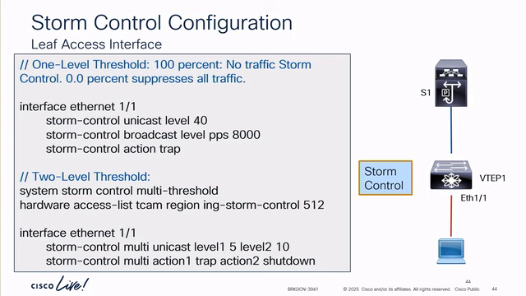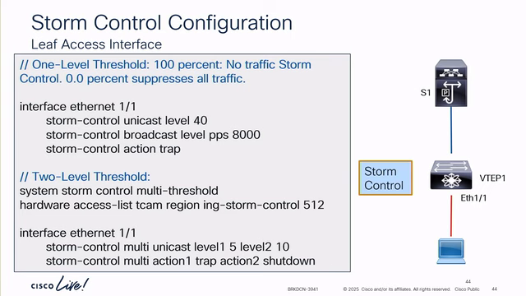Now, for broadcast, we can also set the units for packets per second. In this example, for broadcast traffic, we're setting it at 8,000 packets per second. So if 8,000 packets per second is exceeded for broadcast traffic, the action is to send a trap.